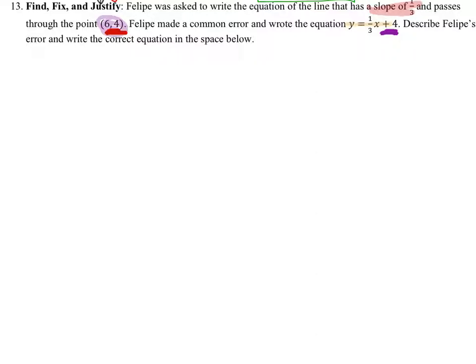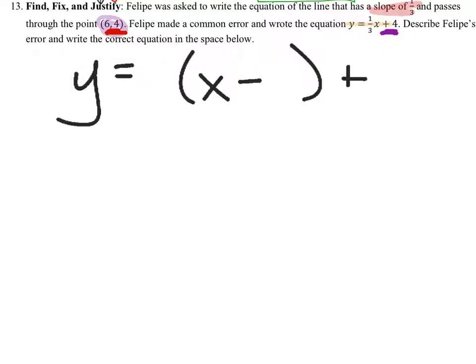So we got to help old Felipe because we're very charitable like that. We're going to find the actual equation for Felipe. So we'll use point-slope form for these. There's a minus and then a plus right here. And we do have a slope of 1/3. But then we got the 6, 4, so I'm just going to fill those values in. Bam.